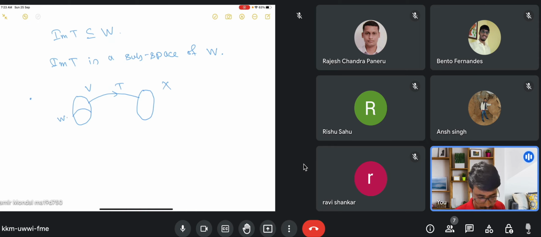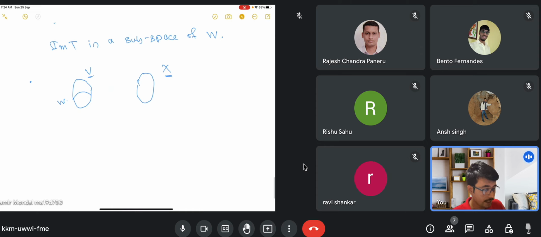So the question is, and this linear transformation already... not okay. Yeah, this is your vector space V, this is your vector space X, and W is a subspace of your V, and one map is given from W to X, not V to X. This is your map, given from W to X.